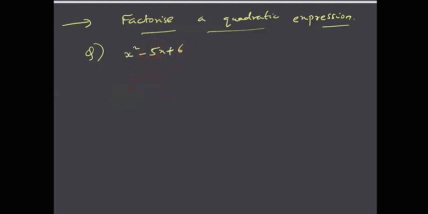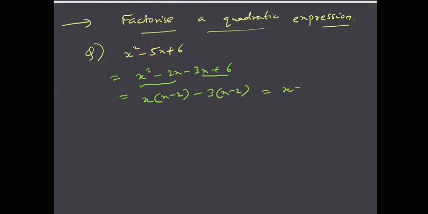So let us do that. So this is x square minus 2x minus 3x plus 6. So then in the first two terms, you can take x as common. And in the last two terms, you can take 3 as common, right? So then now you can take x minus 2 entirely common in these two expressions, and you'll get x minus 2 into x minus 3.